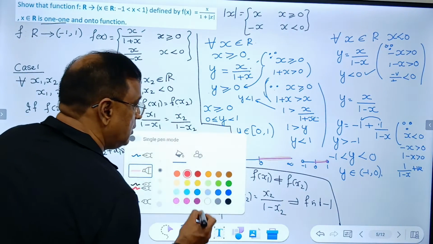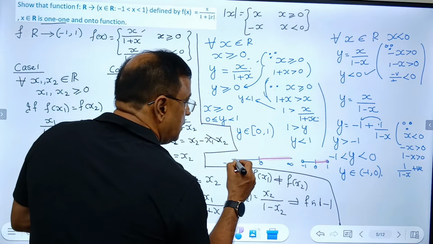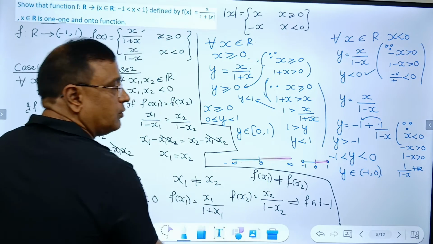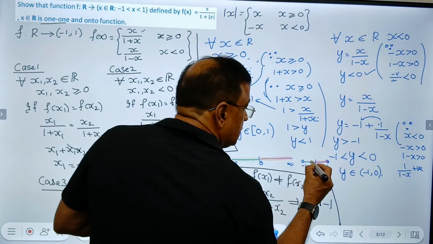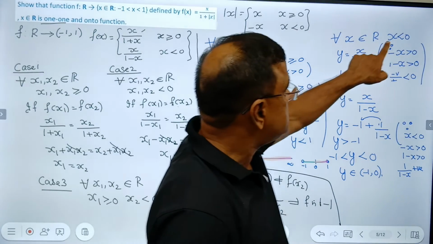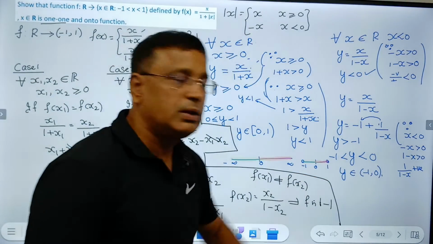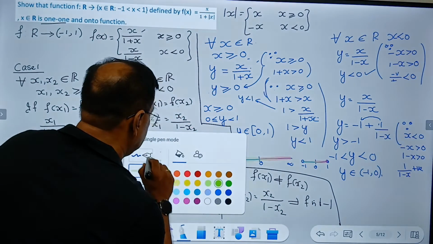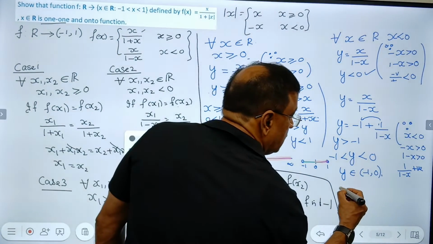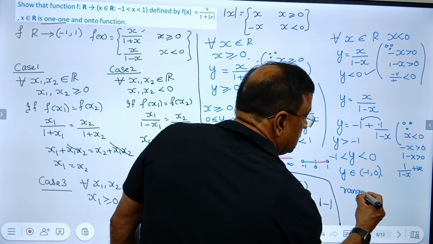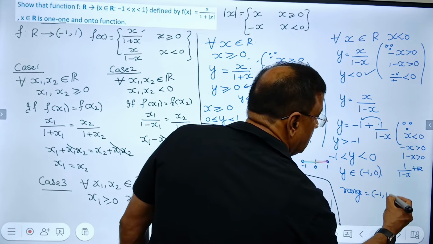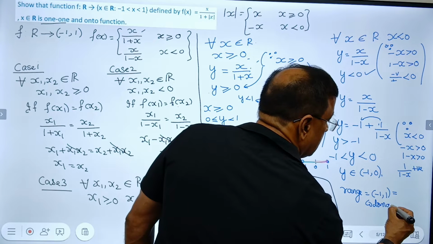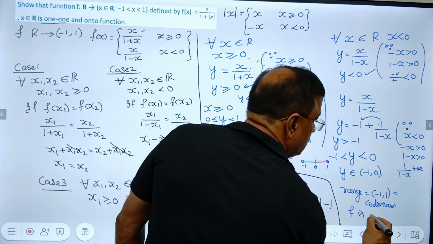And all the numbers from minus infinity to 0 will go from minus 1 to 0. Look at this. When x is negative, my y belongs to minus 1 comma 0. That means all the elements in the codomain is used, correct? Therefore my range is minus 1 comma 1, which is nothing but the codomain. Therefore f is onto.